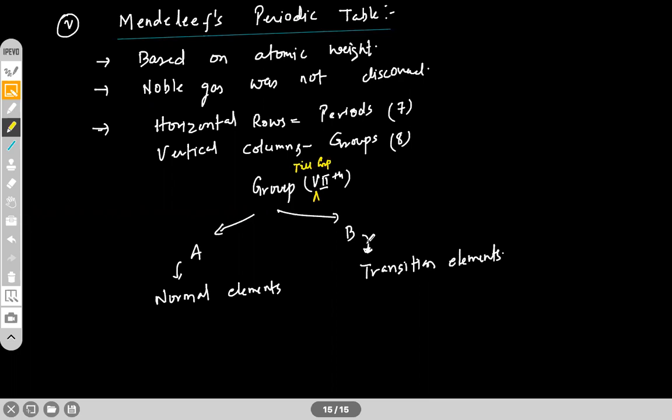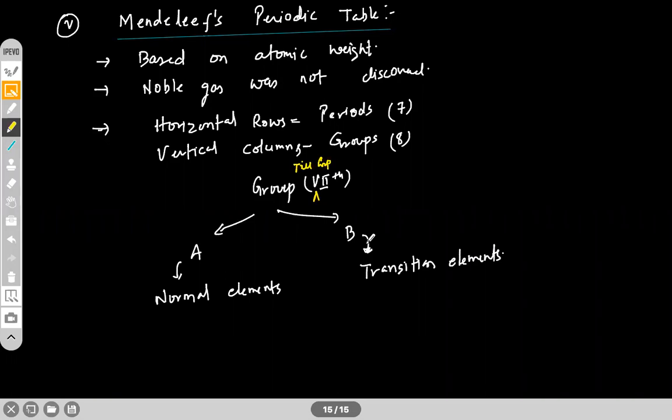Now, there are a few drawbacks in this periodic table also. The first one is that the position of hydrogen was uncertain. Don't write this, just listen to me. It was not sure where to place the hydrogen atom: with the first group, or with the noble gases. That was the first drawback.